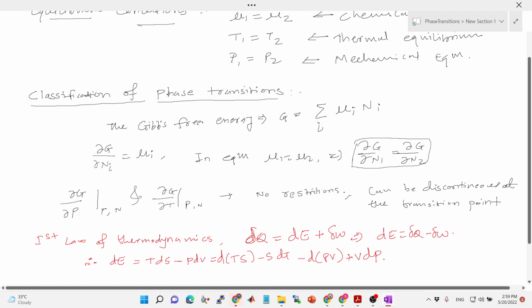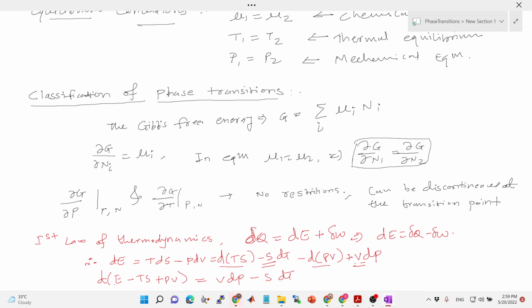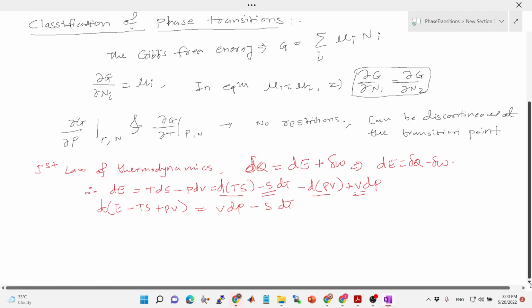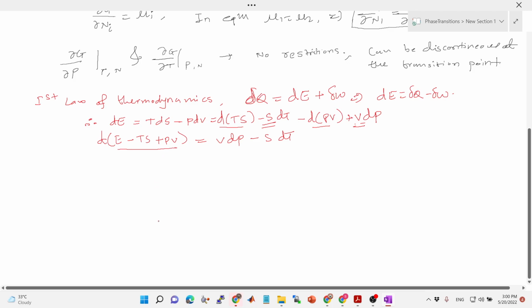All right, now we're going to take these terms to the other side, so that we can write E minus TS plus PV, which is equal to just these two terms, V dP minus S dT. And the term on the left hand side of the last equation is nothing but G, the Gibbs free energy. So dG is equal to V dP minus S dT.